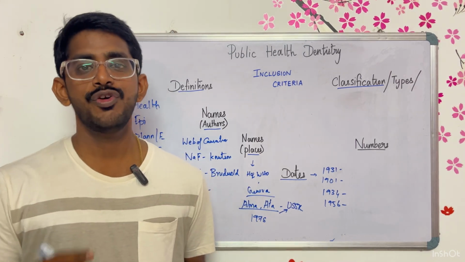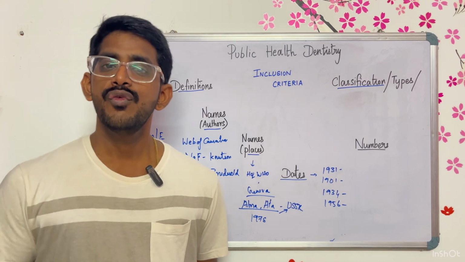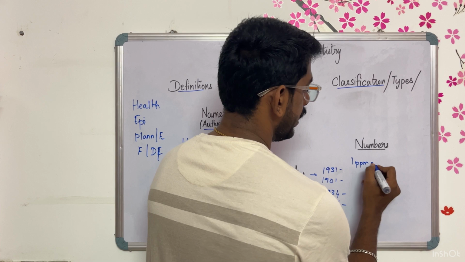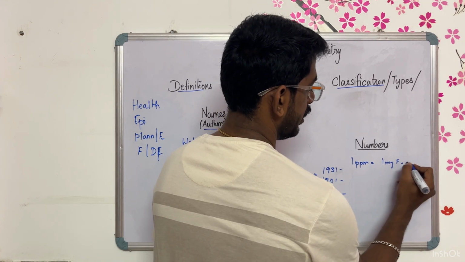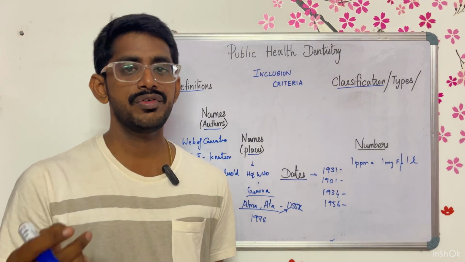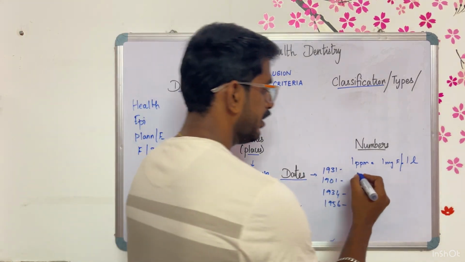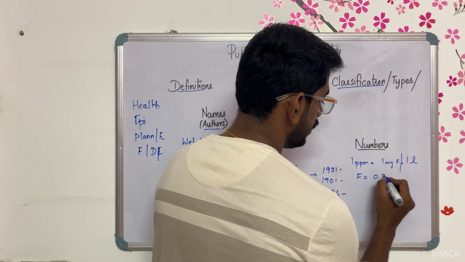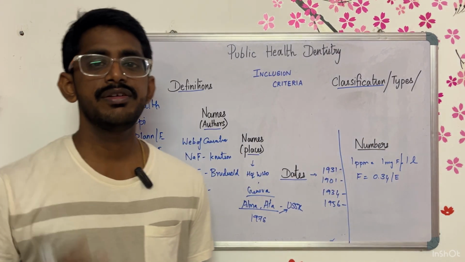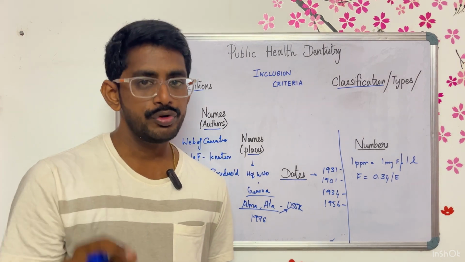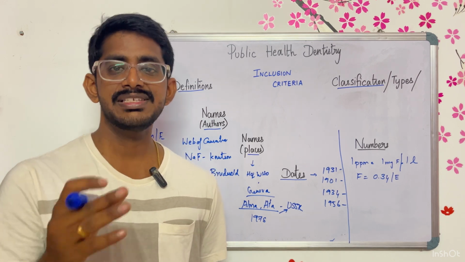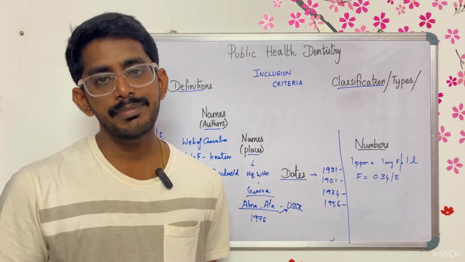Numbers in the sense certain formulae, certain ranges, etc. For example, 1 ppm of fluoride means 1 milligram of fluoride in 1 liter of water. Next, you remember the Galligan and Vermeulen formula. It goes like this: F is equal to 0.34 by E. This formula was given by Galligan and Vermeulen to calculate the amount of fluoride in ppm to be added for optimal water fluoridation. This is based on the temperature of that particular place in Fahrenheit.